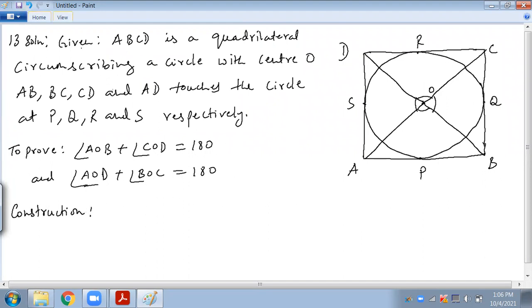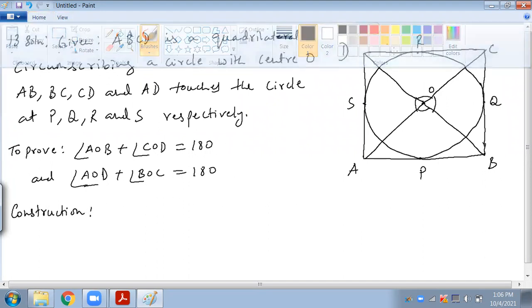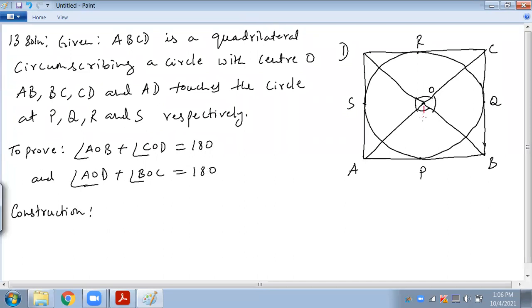Construction: we will join OP, OQ, OR, and OS. So the construction is to join OP, OQ, OR, and OS.